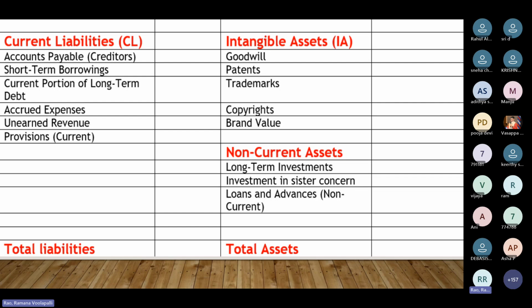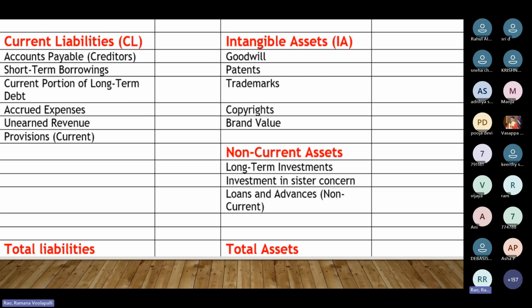asset. Which one of the following is not the fixed asset? So in between he or she will put goodwill. If you are calculating goodwill, goodwill is an asset, definitely no doubt in that. But goodwill is an intangible asset. You will be able to recognize that goodwill is separate from the fixed assets or current assets.